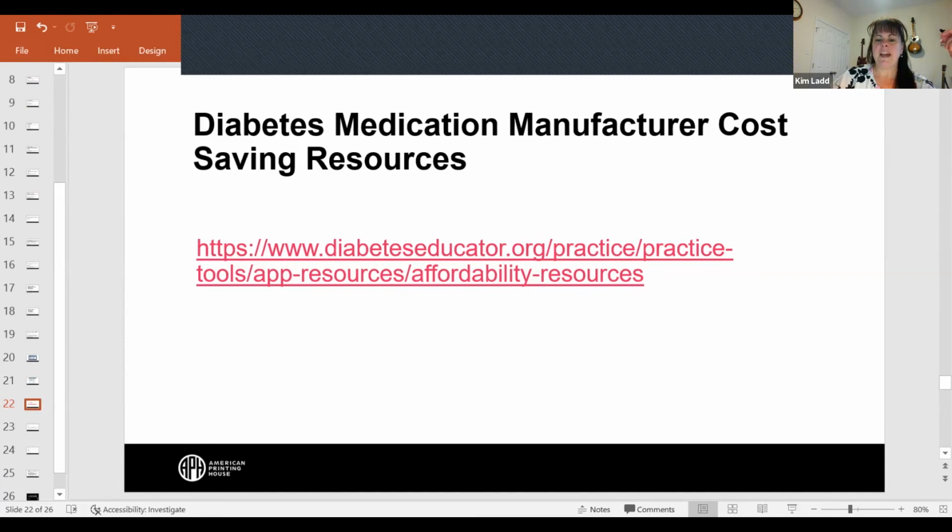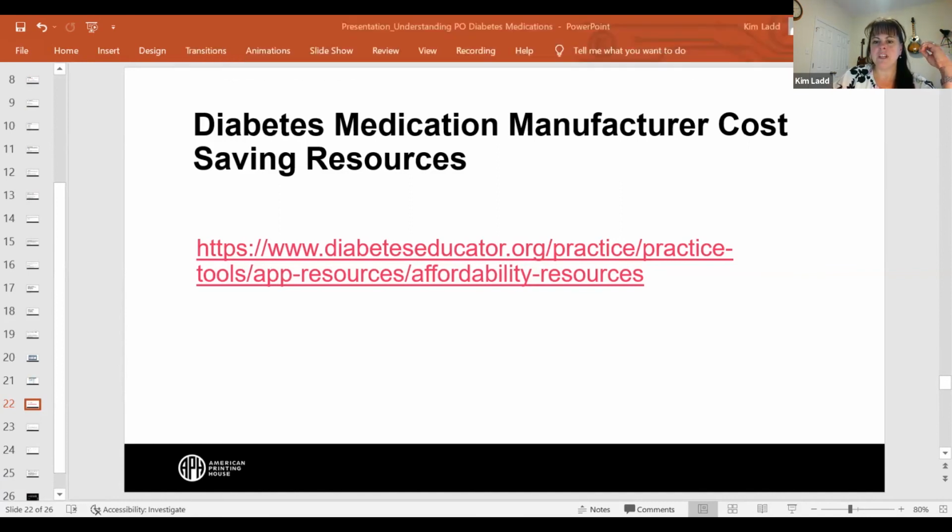The first one that I have is that each of the manufacturers of the medications all have patient assistance programs. I have included the link that takes you to that page that lists all of the companies. Like Eli Lilly makes some medications. They have a patient assistance program. Usually it gives you a discount, or they give you a month free or something.